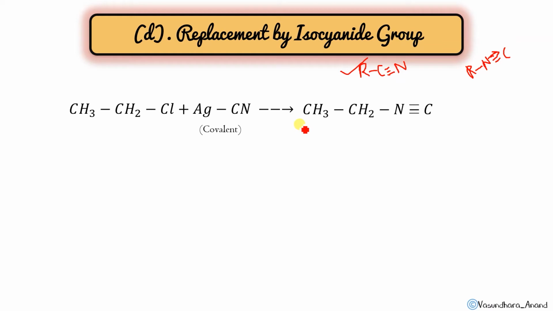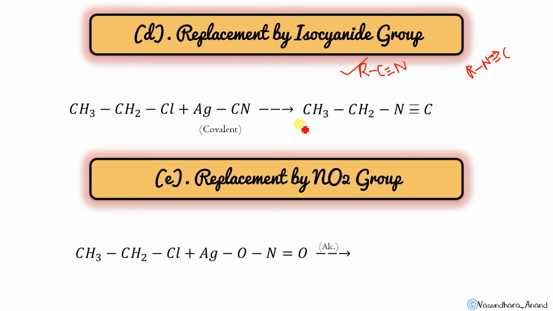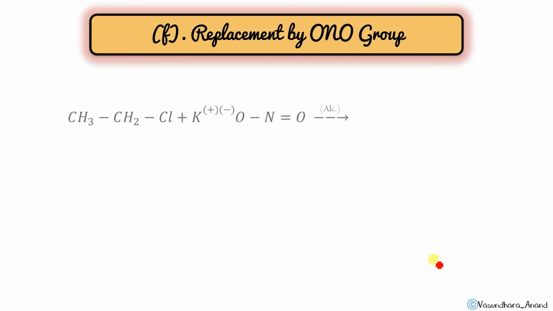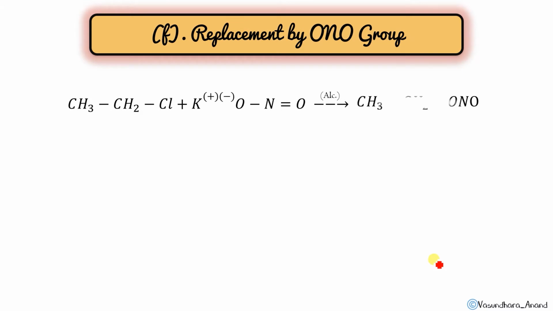Got it? Okay. Replacement by the NO2 group: if it reacts with AgNO2, it will give you the nitro group. But if it reacts with KNO2, it will give you the ONO group, nitrito. So this is the nitro group, NO2, and with KNO2 it will give you nitrito, like CH3CH2ONO, the nitrito group. Got it?